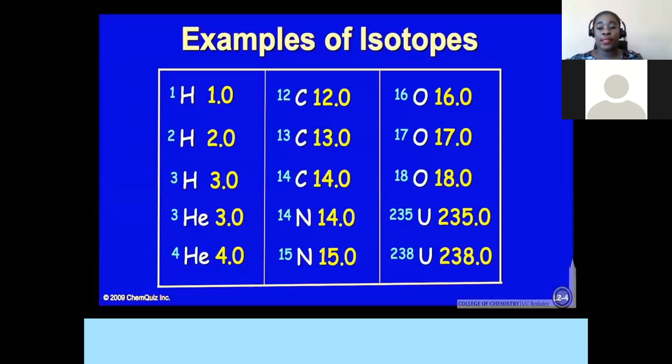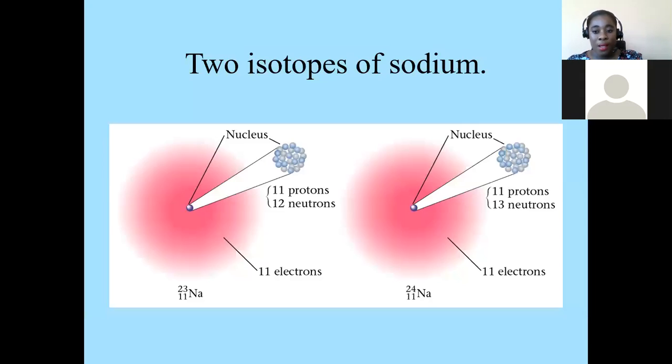All right. So examples of isotopes, we have hydrogen 1, hydrogen 2, hydrogen 3, helium 3, helium 4, carbon 12, carbon 13, carbon 14, nitrogen 14, nitrogen 15, oxygen 16, oxygen 17, oxygen 18, uranium 235, and uranium 238. So these are all examples of isotopes that are very popular. Sodium also has isotopes. So this is how sodium isotopes look, or the structure of sodium isotopes.